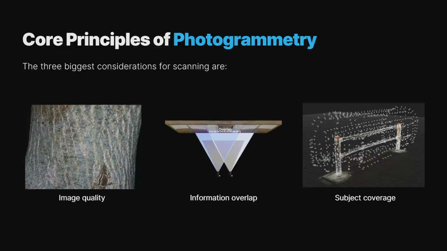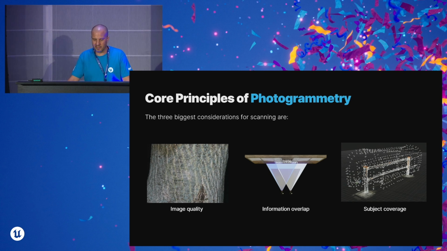The three biggest considerations in scanning are image quality, which is super important. You're not going to get a good scan if you have 500 pixels by 500 pixels, really blurry, because it needs to find those surface features there. And overlap, because this is the main principle of photogrammetry, is that you have to see the stuff on the surface of the object from several different positions so that it can actually work out where that point is in three-dimensional space. Subject coverage, I think that's the most obvious one.